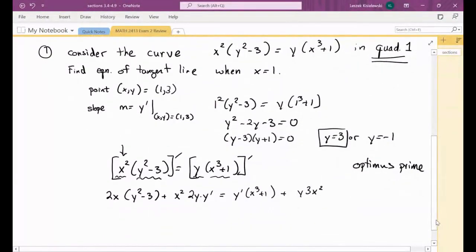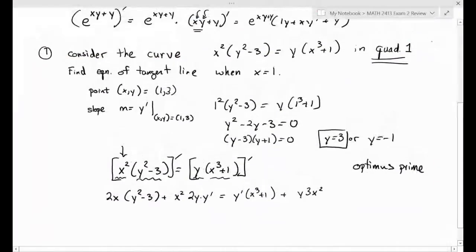So at this point, we would pay careful attention, right? Because if they want y prime at a specific point, then it's smart just to plug in the x and y value at this point, right? But if they want a formula for y prime in terms of x, then we have to do some algebra. So even though I should be plugging this in right now, x is 1, y is 3, just for, again, giggles, let's solve for y prime.